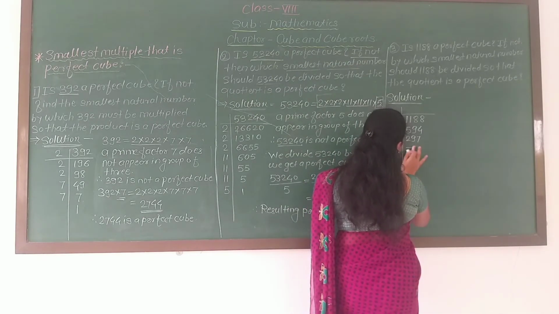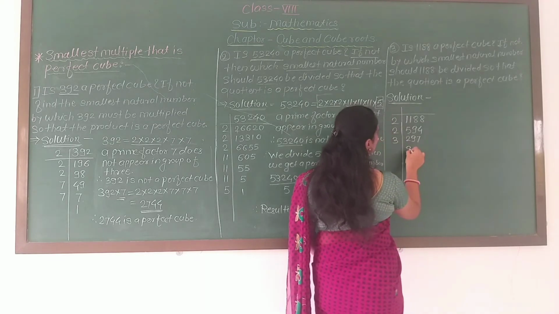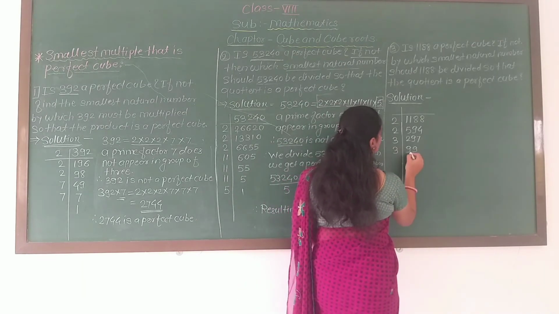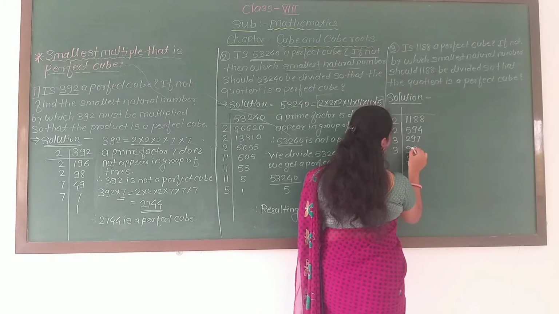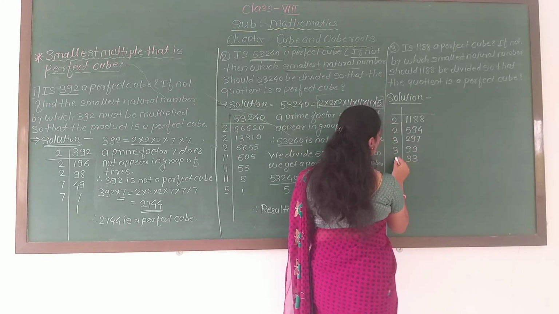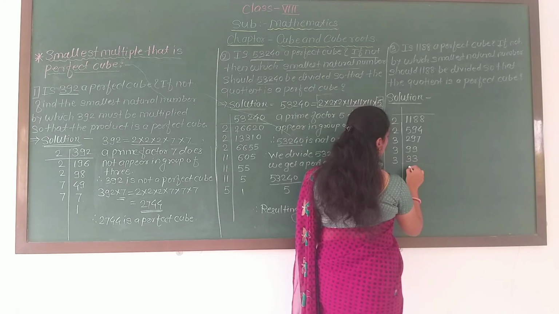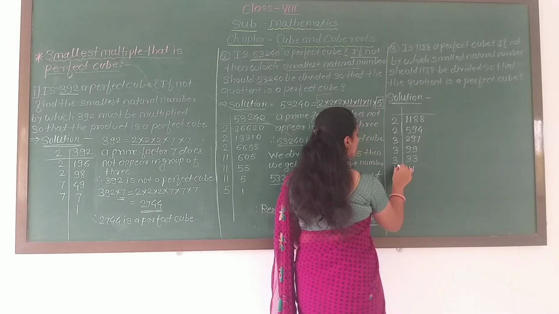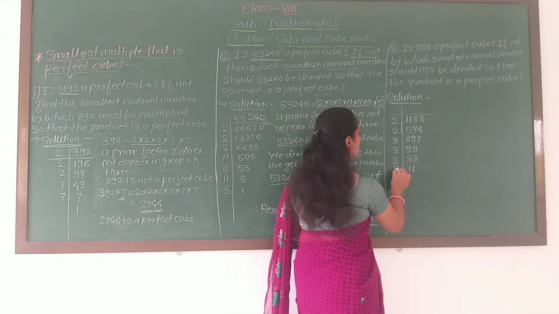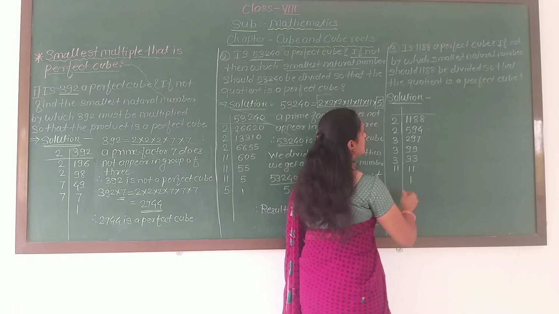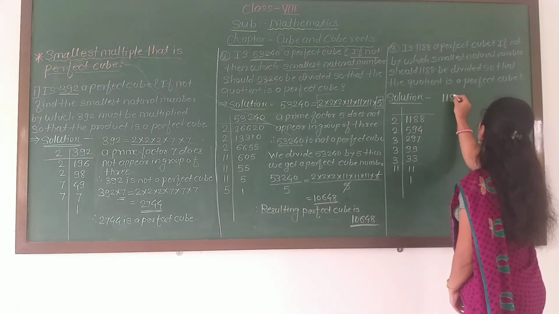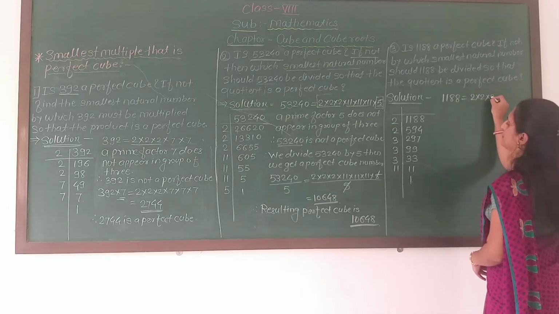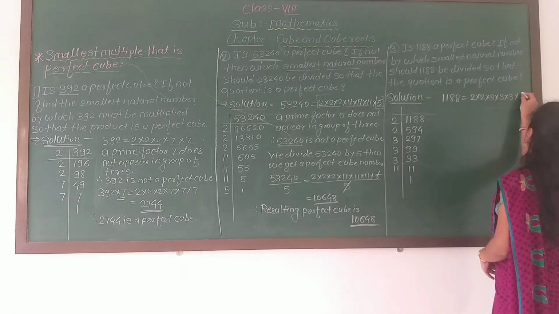3 9s are 27. 3 9s are 27, 2 is remaining. 3 9s are 27. Again this number is divisible by 3. 3 3s are 9. 3 3s are 9. Again this number is divisible by 3. 3 1s are 3. Now the number 11 is divisible by 11. 11 1s are 11. So here we get the prime factors of 1188: 2 into 2 into 3 into 3 into 3 into 11.